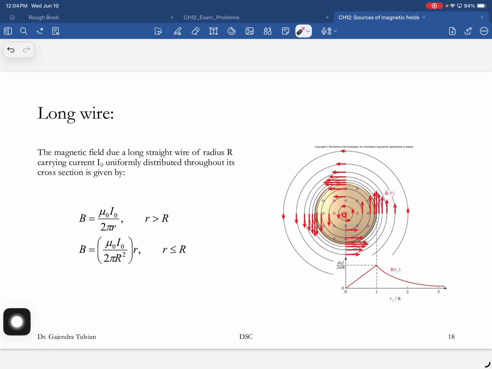At the center, the magnetic field is 0, and as you go further and further from the center of the wire, the magnetic field strength is increasing. At the surface, the magnetic field strength is the highest, and then as you go out further, it falls off. So that's what this graph is showing you: the magnitude of the magnetic field. At the center, it's 0, and the arrows indicate the direction. At the surface, it's maximum, and then it falls off. That's what this expression tells you.